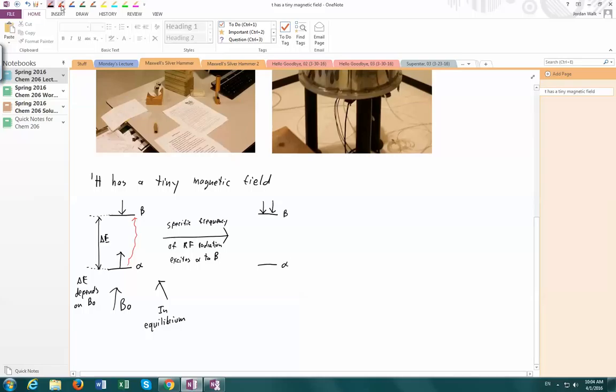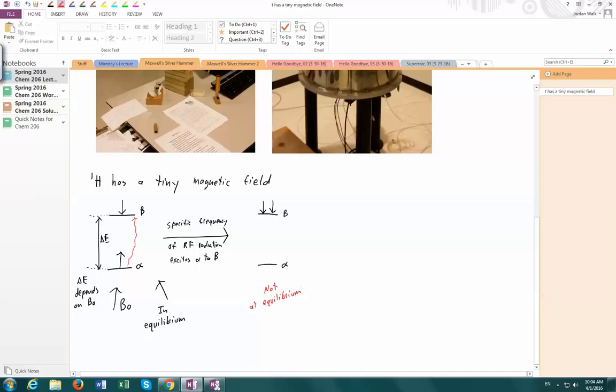Now, in this picture right here, are we at equilibrium? No, we're not at equilibrium, right? We're at equilibrium here, but we've hit this stuff with some energy, and so we've excited it, and now we're no longer at equilibrium. And that's important for us. So we'd say this picture is not at equilibrium.